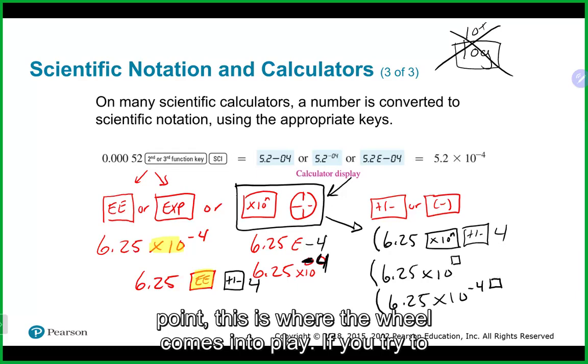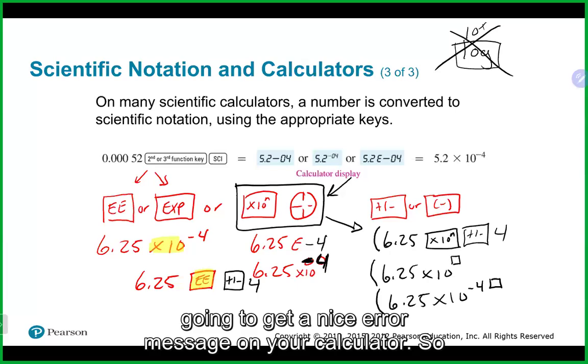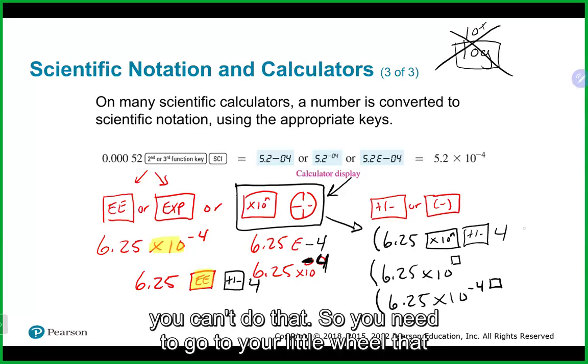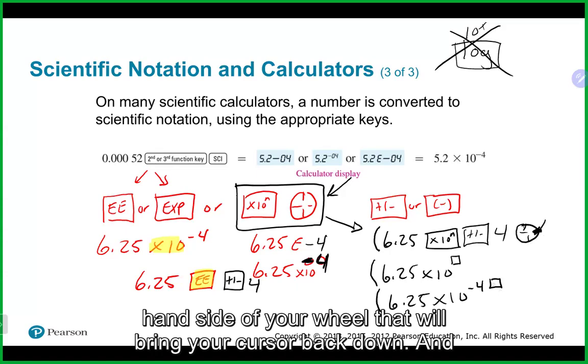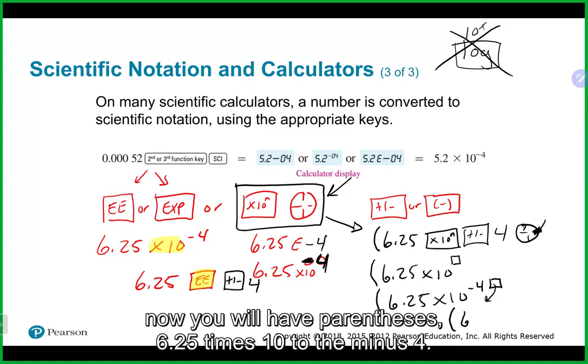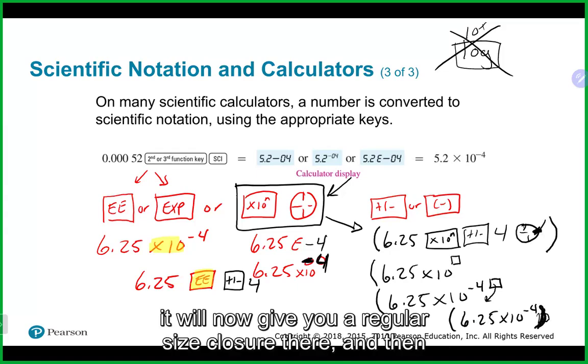This is where the wheel comes into play. If you try to close the parentheses with your cursor way up on top, you're going to get an error message on your calculator, so you can't do that. You need to go to the little wheel that you have on there and hit the right-hand side of it. That will bring your cursor back down. And now you will have parentheses 6.25 times 10 to the minus 4, and your cursor will be down. You can now close your parentheses. It will give you a regular size closure there, and then you're good to go.